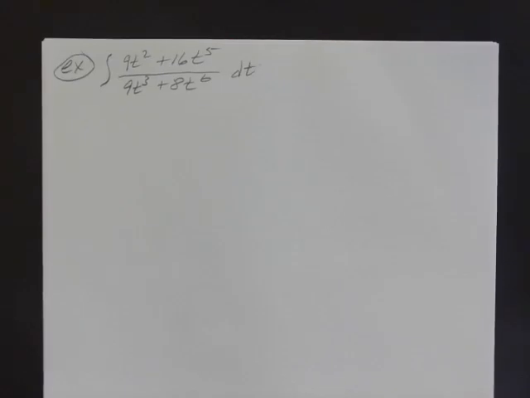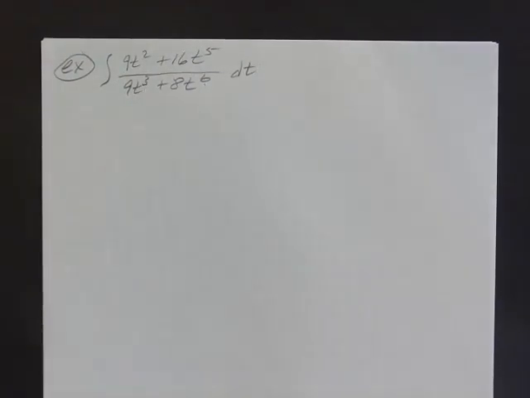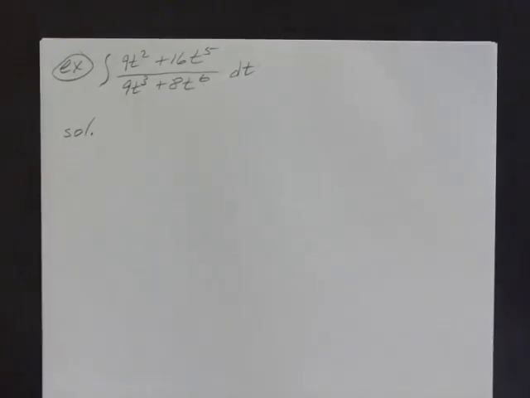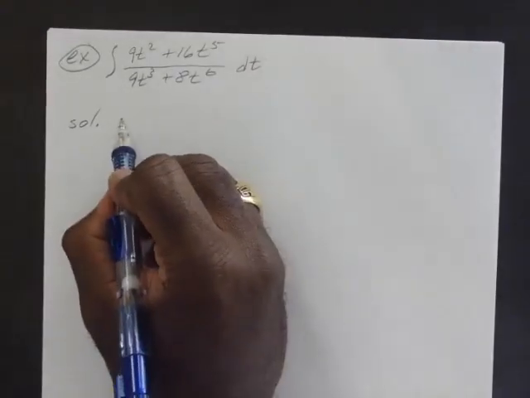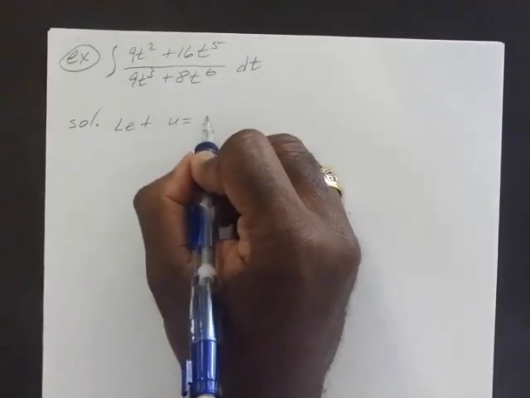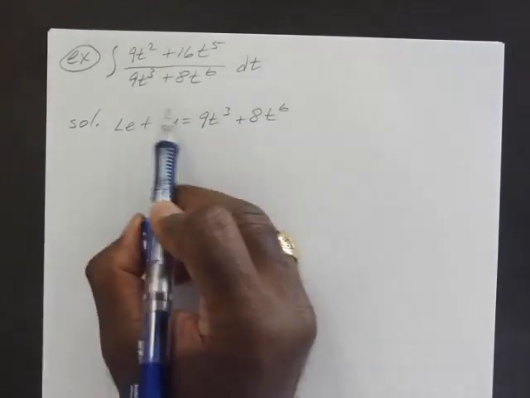Okay, so with this one, the first thing I would look at would be my exponents. And if you notice, the exponents of the numerator are one less than the ones in the denominator. So to me, that would suggest a natural log solution. So that would be the first thing I would try. So what if we let u equal our denominator? It's 9t to the 3rd power plus 8t to the 6th power.